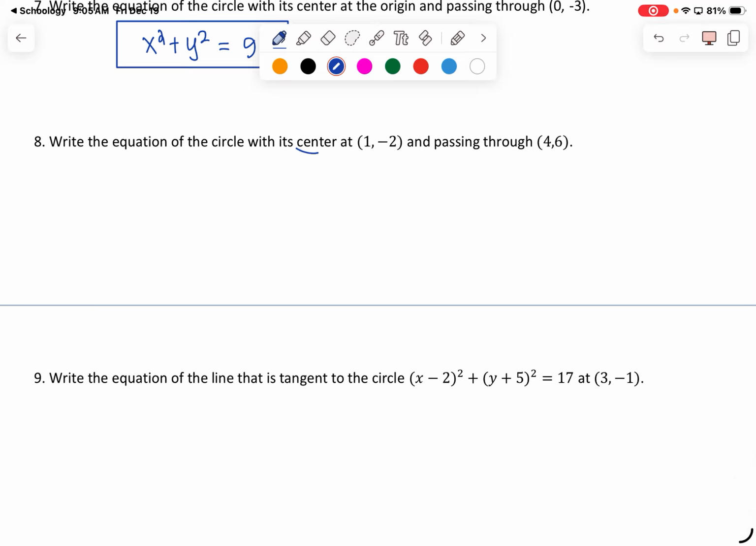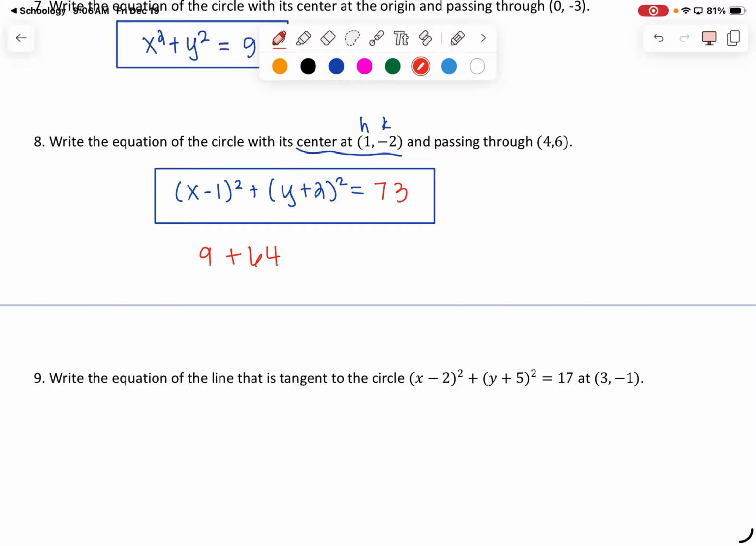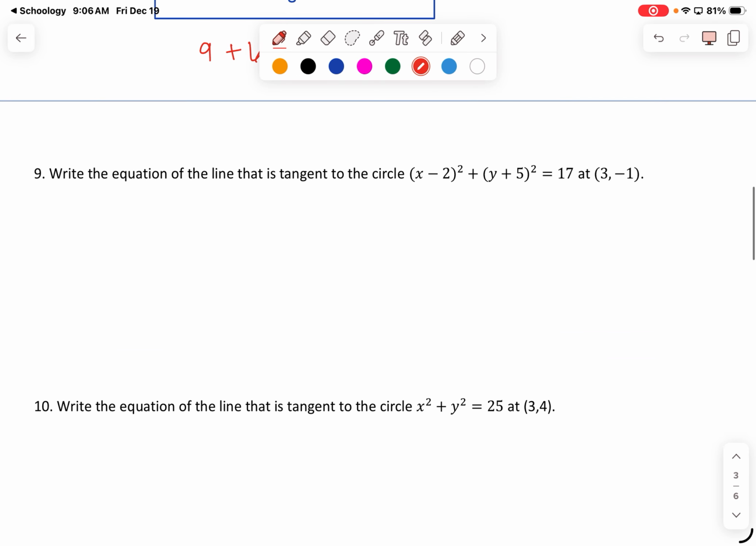All right, center, this is h, k, at 1, negative 2, so that's x minus 1 quantity squared plus y plus 2 quantity squared is equal to, this is going to end up being my answer right here, and now I'm going to plug in 4 for x and 6 for y. Plugging in 4 for x, I have 4 minus 1, which is 3, 3 squared, which is 9, plus plugging in 6 for y, 6 plus 2 is 8, 8 squared is 64, 9 plus 64 is 73. So r squared is 73, the radius is root 73. Are we good? Great. I'd assume so.